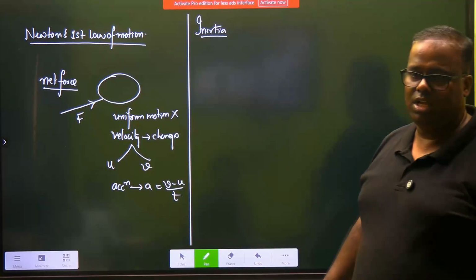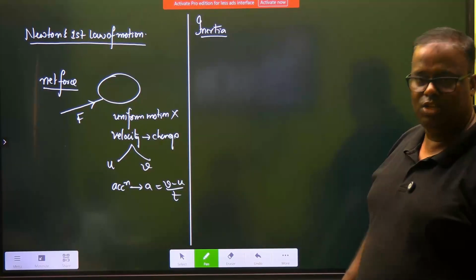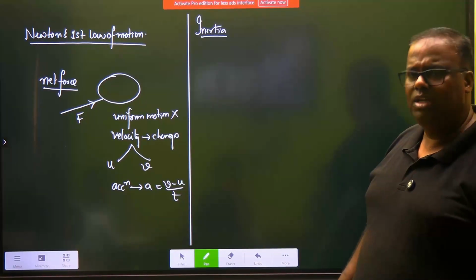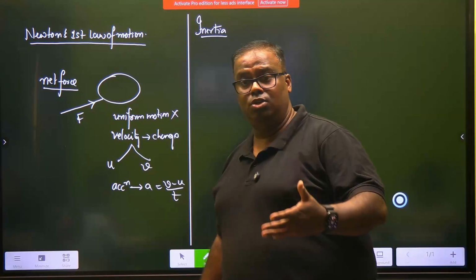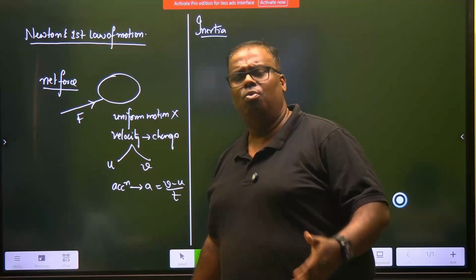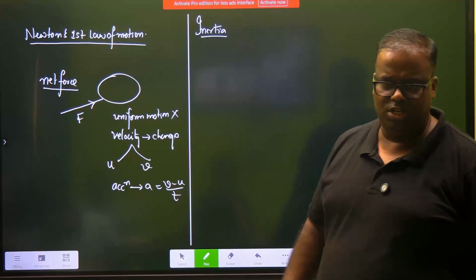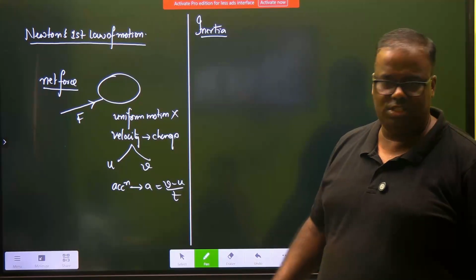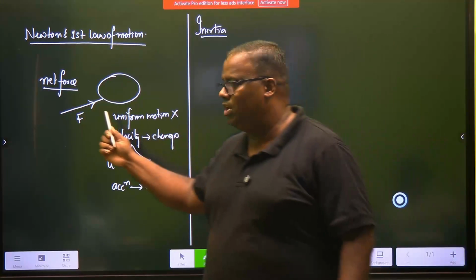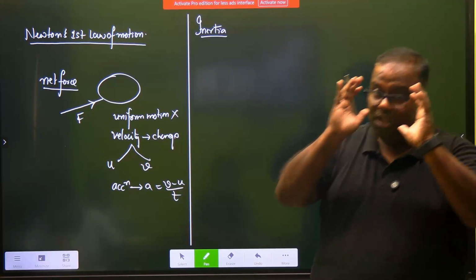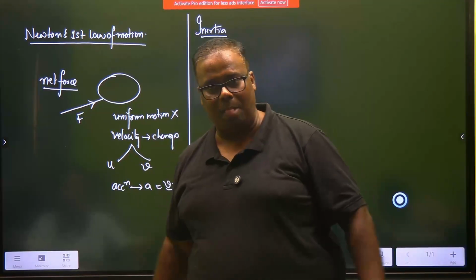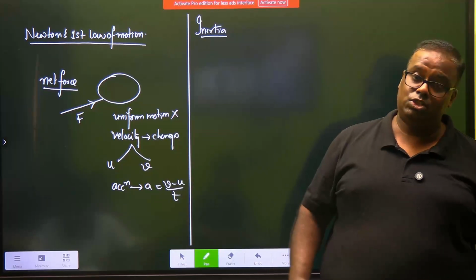Now the question arises: a body at rest remains at rest. Why did the body not go into motion? And a body in motion continues in uniform motion. Why is its uniform motion not ceasing? In both cases, to make a body at rest move, I need a force. That means a body at rest will remain at rest.